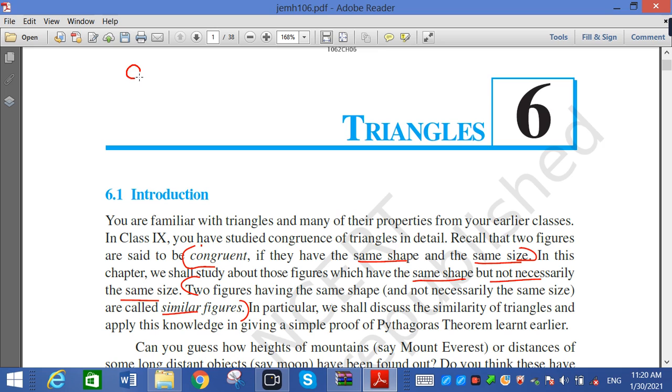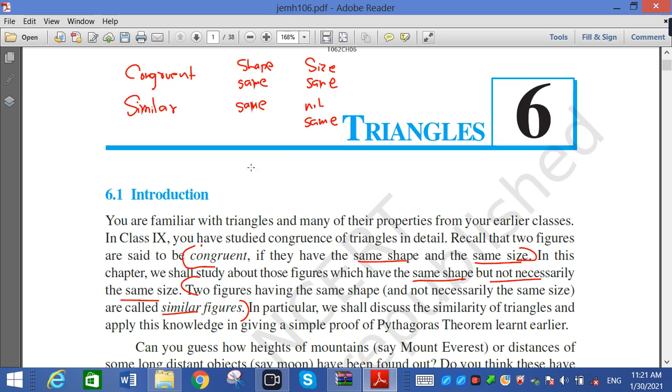So the difference between congruent and similar: congruent, shape same, size same. Now similar, shape same, size not same. That is an important difference between congruent and similar.